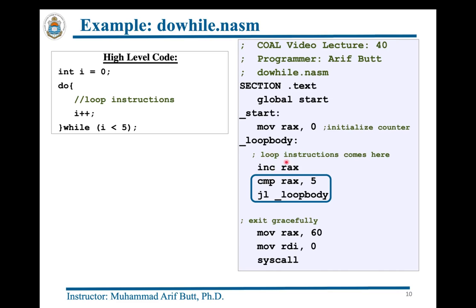And this will continue until RAX becomes 5. When this conditional jump, that is if the first operand, RAX, is less than the second operand, 5, will evaluate to false, this jump will not be performed. And the control will move on to the next instruction in sequence, which is the code to gracefully exit the program.